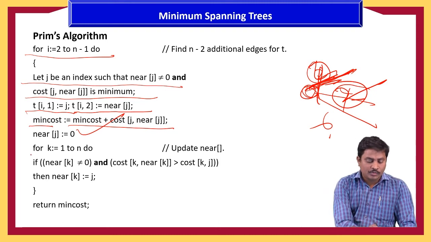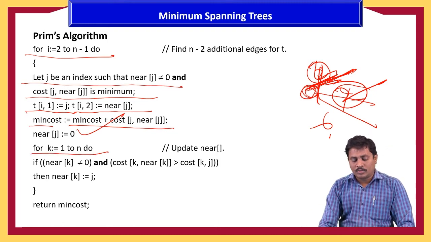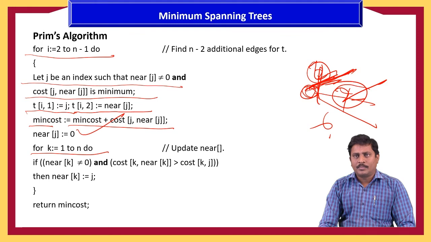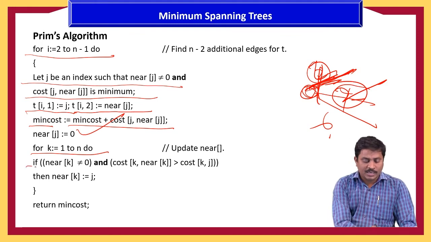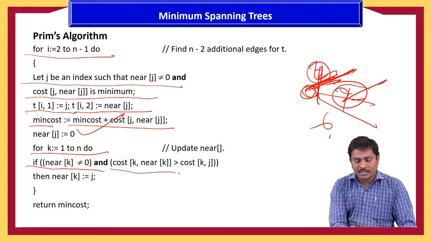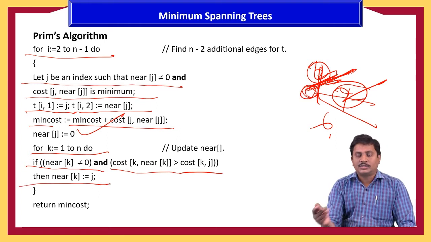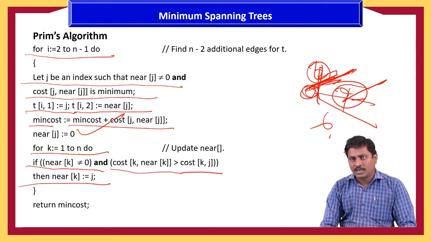For k equal to 1 to n do. So now here for k equal to 1 to 2, update all the vertices in the minimum spanning tree. If near of k is not equal to 0 and cost of k comma near of k is greater than cost of j, then near of k equals j. We choose that near of j, that means the minimum cost path value.